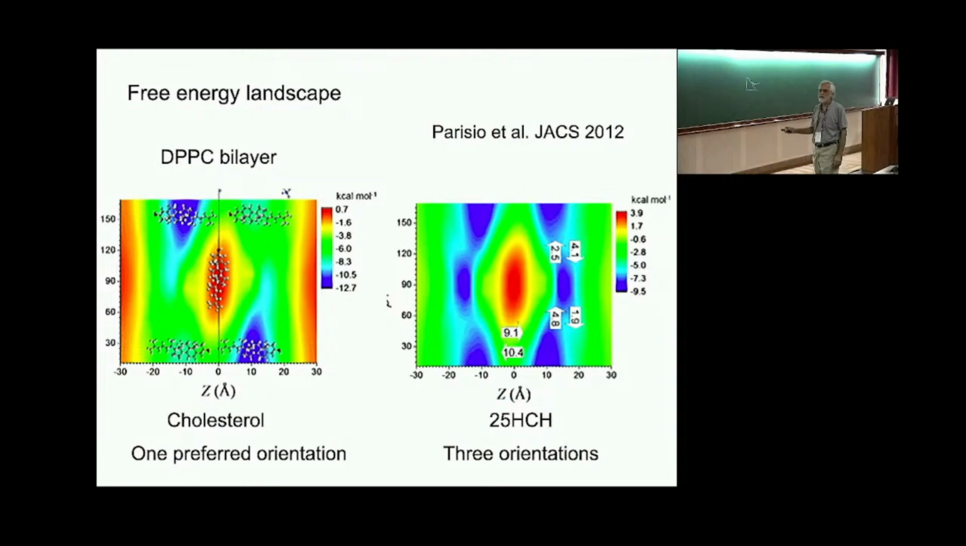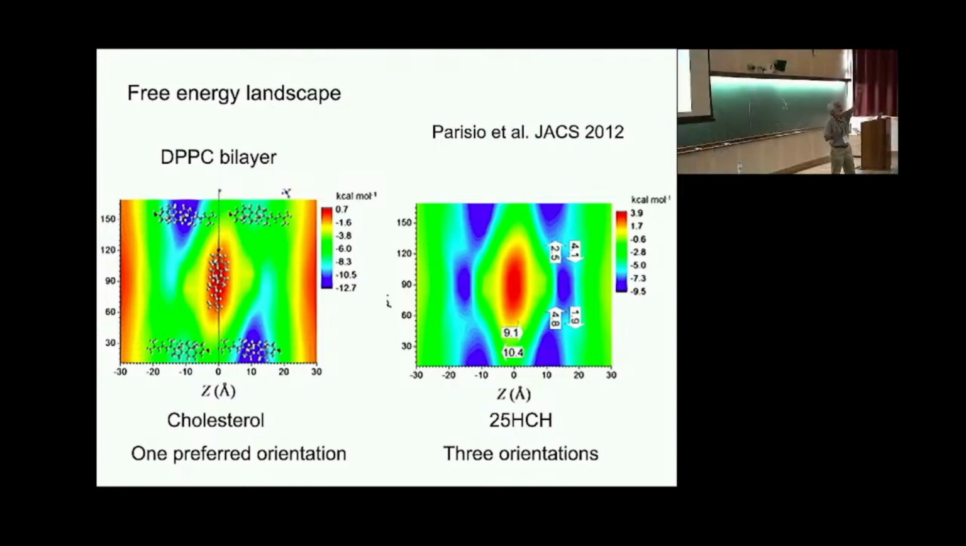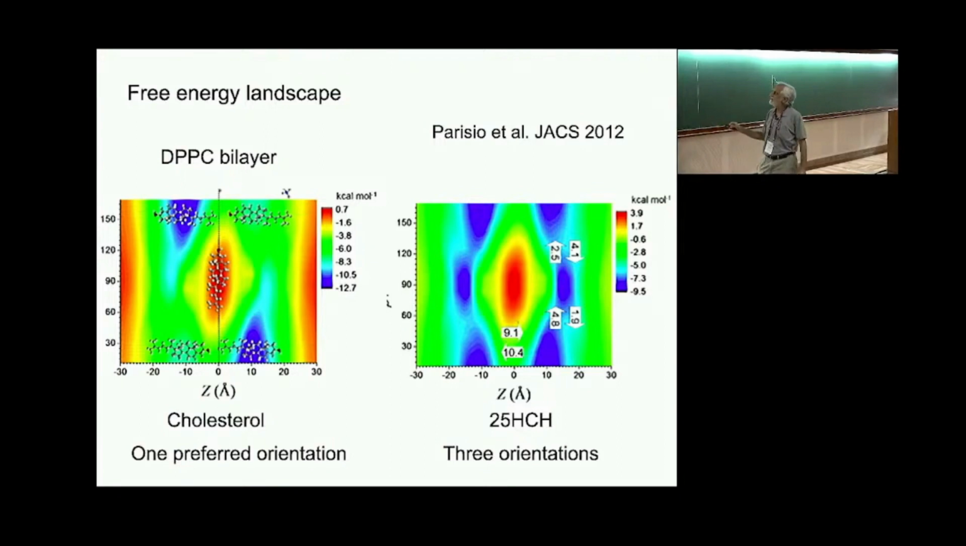Whereas if you go to this molecule, there are three possible orientations. Now it has two OH groups at the two ends. So it can sit like cholesterol, or it can have an inverted orientation, or you can have a flat orientation where both the OH groups are exposed to water. So they found that there are three possible orientations. And of course, there are three minima, and of course, they have different depths typically. So this was what was done by these people.